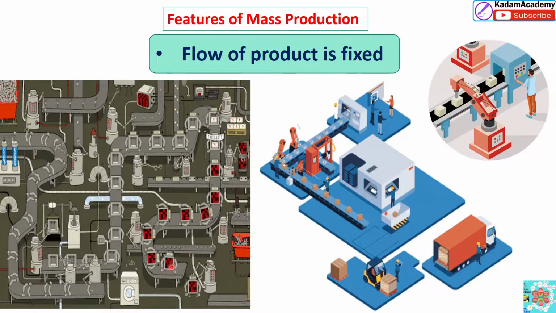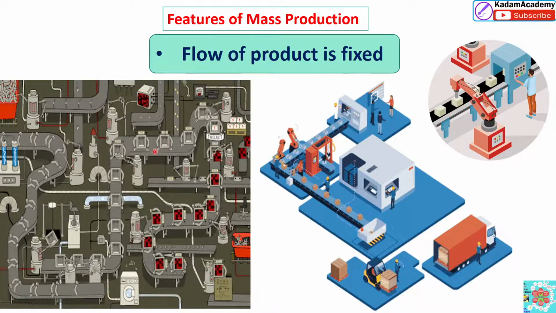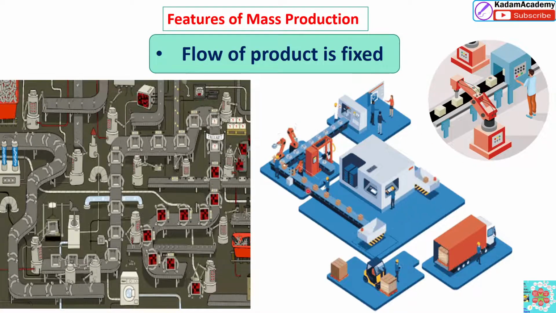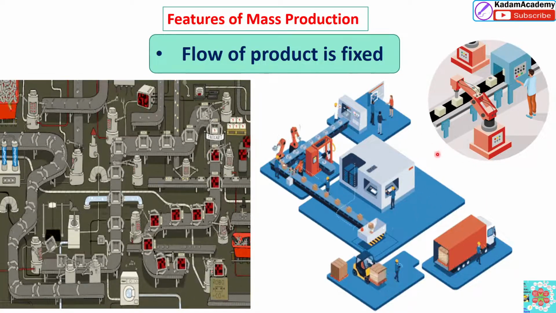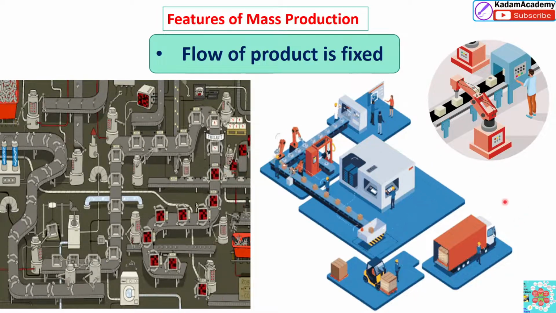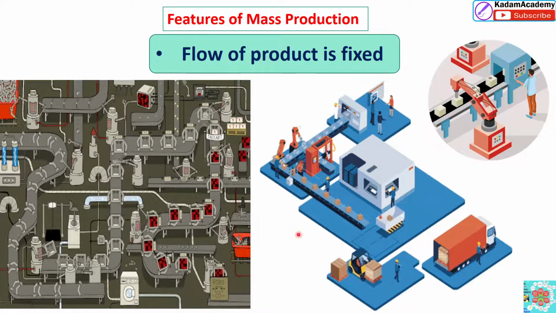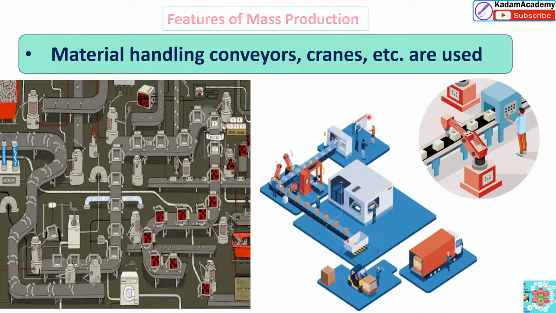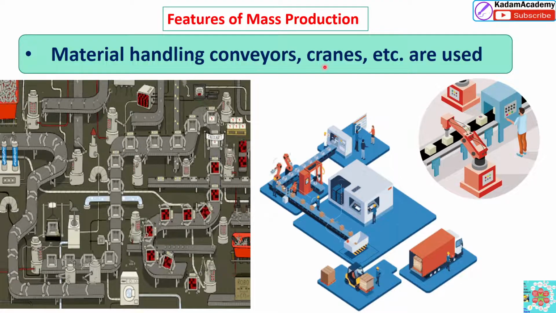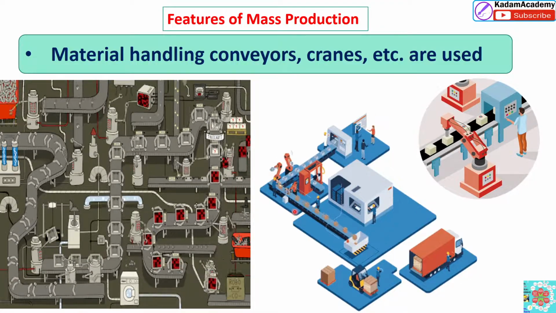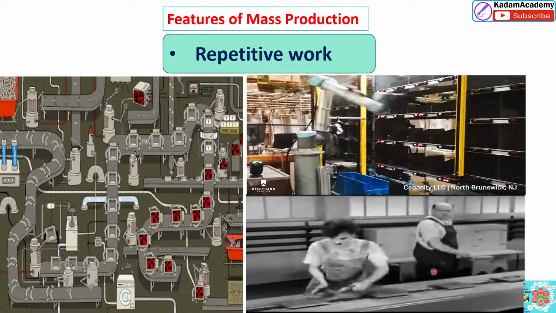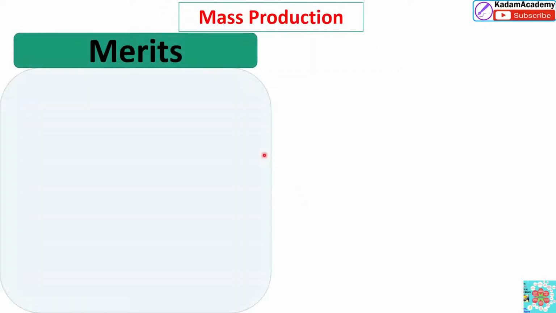So what will happen here? That will be shown to you by this picture animation. You can visualize here also: production is done up to this point, and after that packing, and it is sent towards the customer. The flow of product is fixed. Continuously it is manufactured in mass production. For material handling, see here, these moving conveyors are there. Different types of conveyors and cranes are used according to the product. Repetitive work is there. See here, continuously repetitive work is done by man, machine or robots.